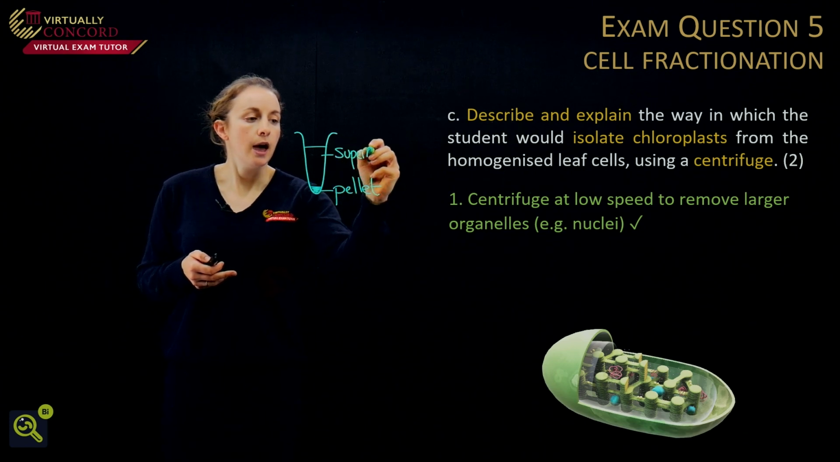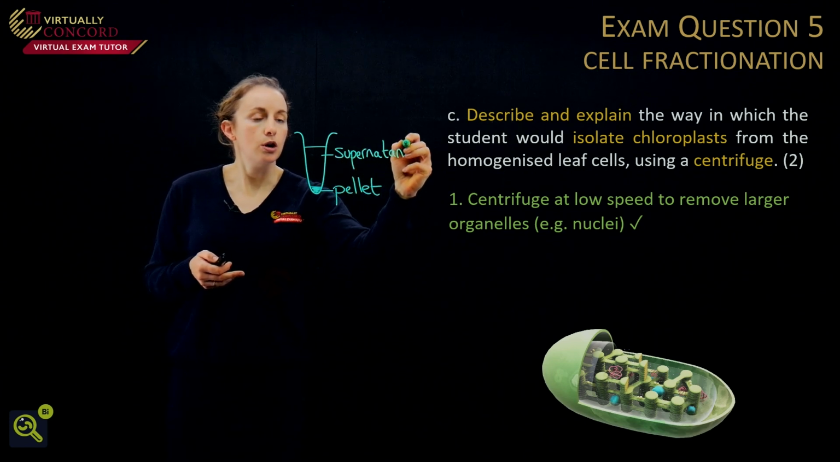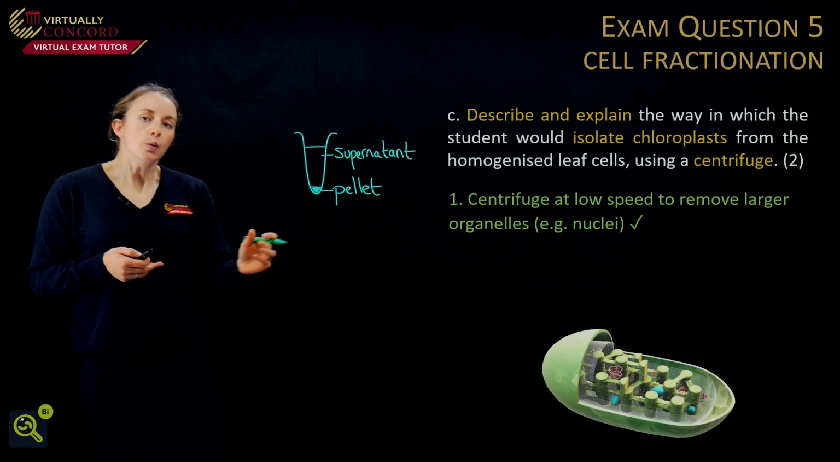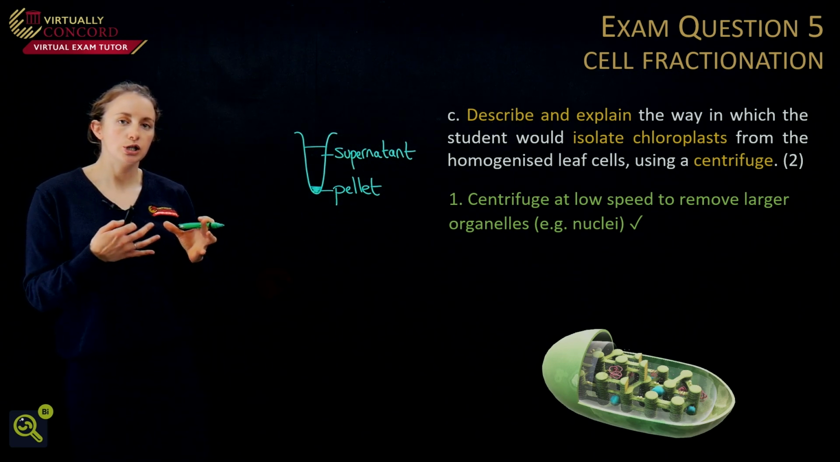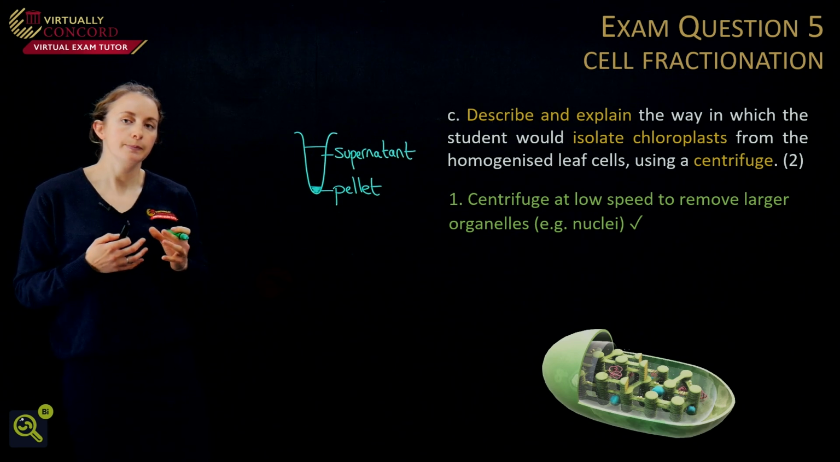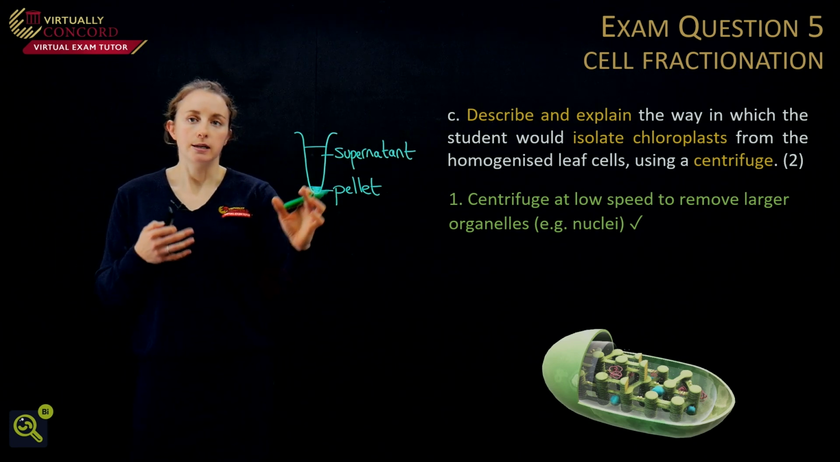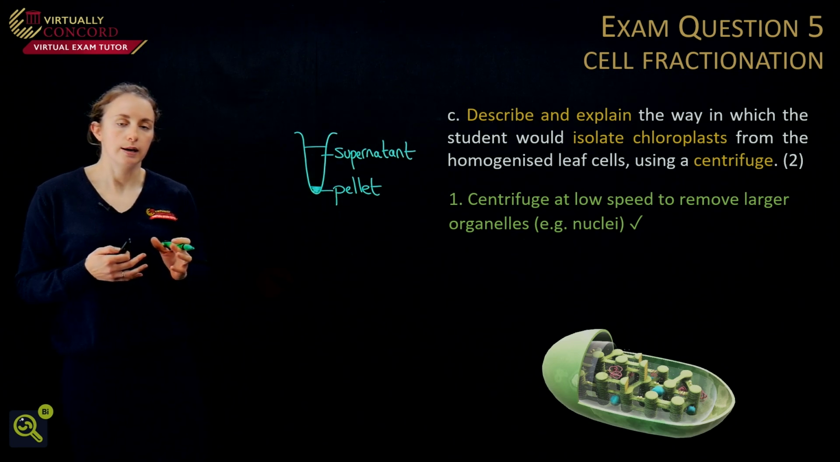Okay? And if you spin at low speed to start with, what you'll get is in that pellet, you'll obtain your nuclei, so your larger, denser organelles, which will be your nuclei. And in the supernatant, you get any smaller, less dense organelles.